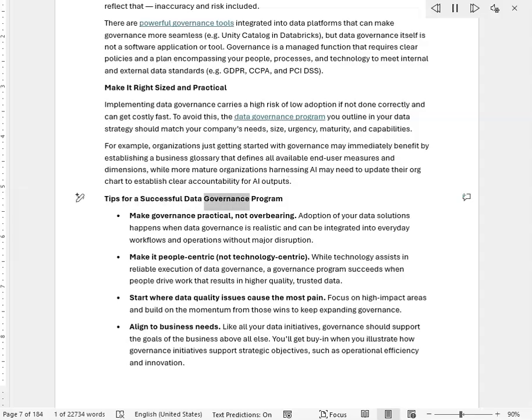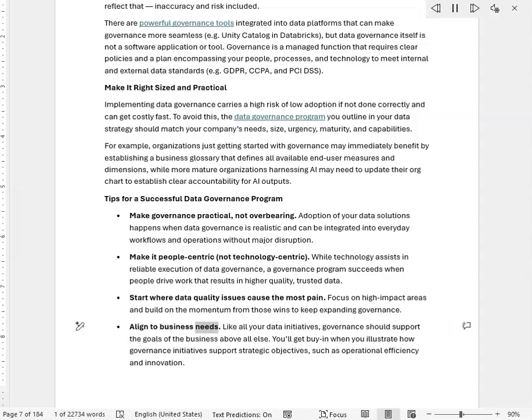Tips for a successful data governance program. Make governance practical, not overbearing. Adoption of your data solutions happens when data governance is realistic and can be integrated into everyday workflows and operations without major disruption. Make it people-centric, not technology-centric. While technology assists in reliable execution of data governance, a governance program succeeds when people drive work that results in higher quality, trusted data. Start where data quality issues cause the most pain. Focus on high-impact areas and build on the momentum from those wins to keep expanding governance.